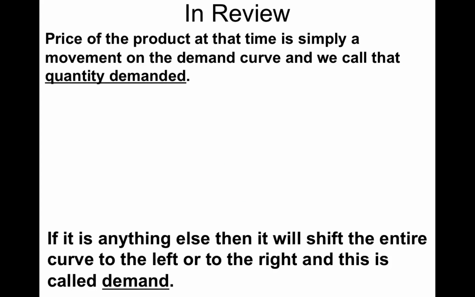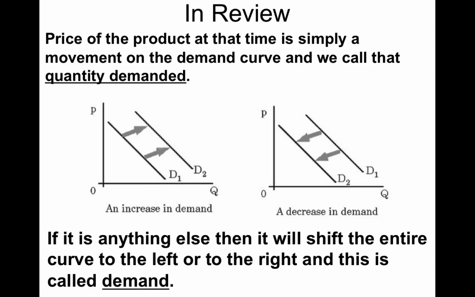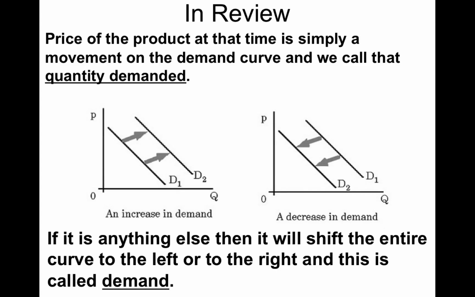Now, what happens if there's any of those other shifters, TIRES, if you can remember that: taste, income, related goods, expectations, size? Anything else will shift the entire curve either to the left or to the right. A decrease in demand would be to the left, and an increase in demand would be to the right. And that's called a change in demand.